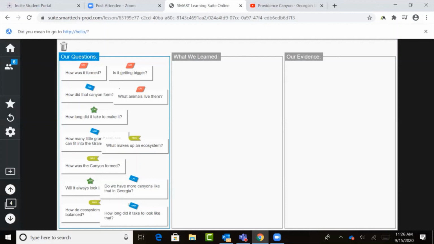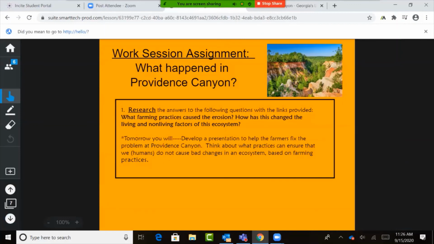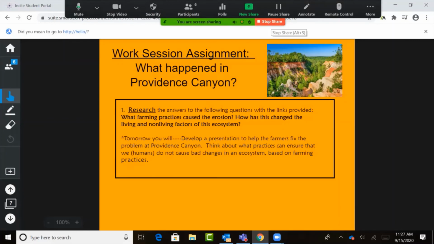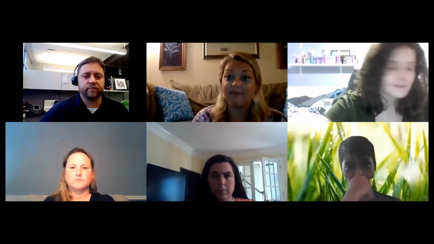Now, thinking ahead to tomorrow, remember, you're going to be using this information that you learned to create a presentation. Let's look really quick at those directions again, because we're going to jump right into it tomorrow. So with the research that you did today, you're going to develop a presentation to help the farmers fix the problems at Providence Canyon. Christian told us that this canyon was formed because of bad farming practices that caused erosion. So think about what practices can ensure that we don't cause those bad changes in the ecosystem. All right, let's see. Any other questions before we move away from science today?